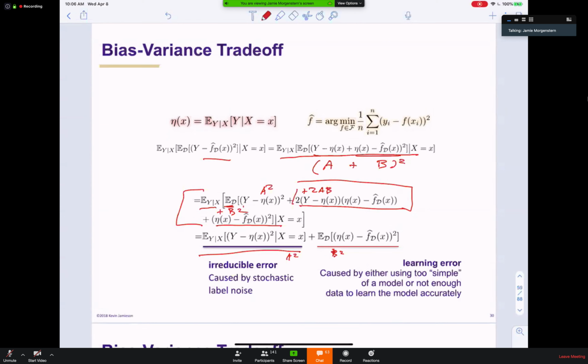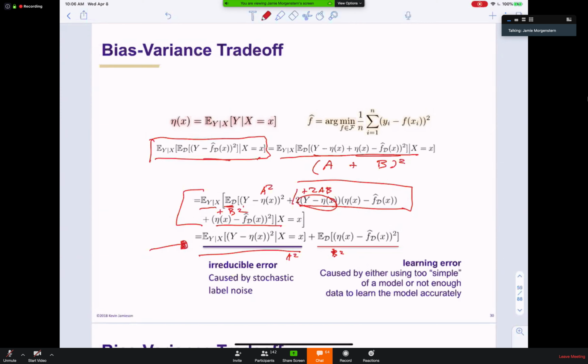And why it might not appear on the next line? Because of the conditional expectation. Yeah, so y minus eta x in expectation is 0, right? So if we're looking at this conditional error of our estimator for a particular x, it's equal to this pairing of things, right?